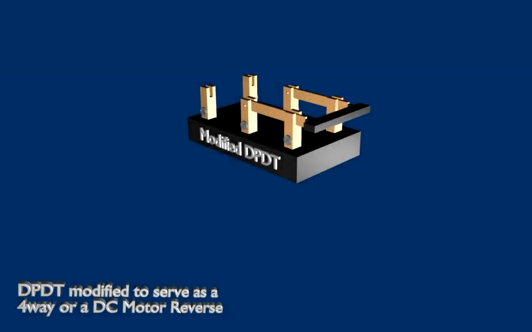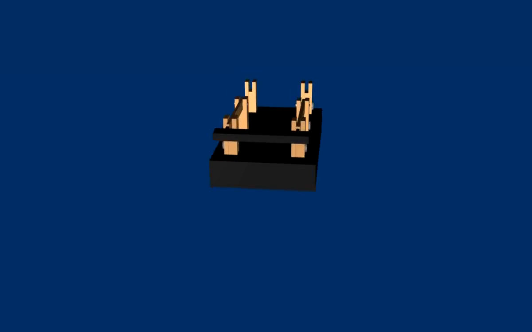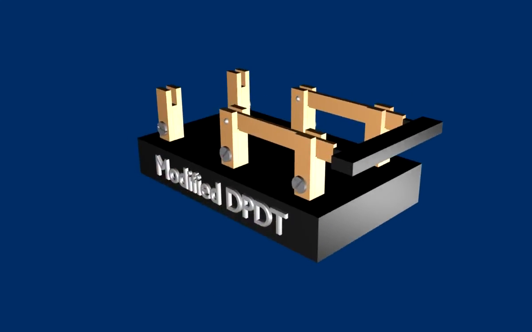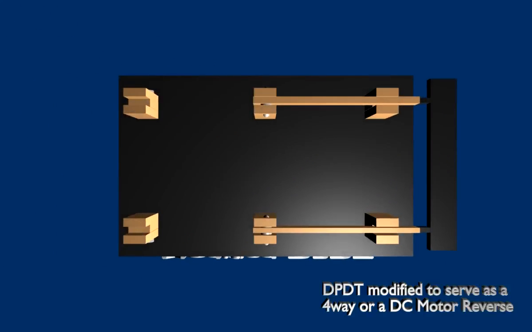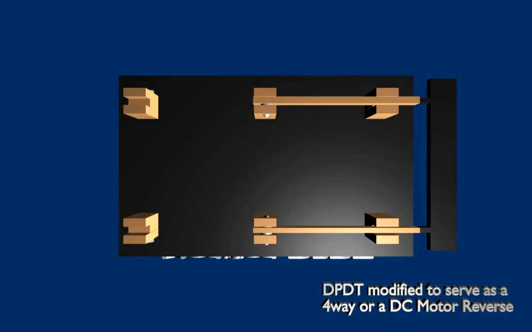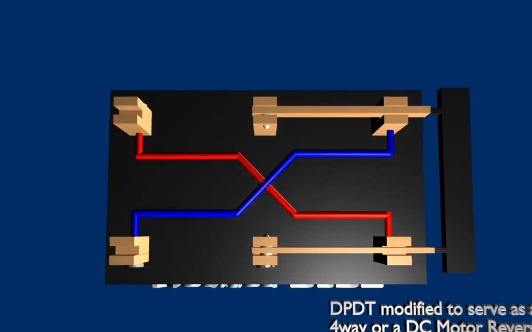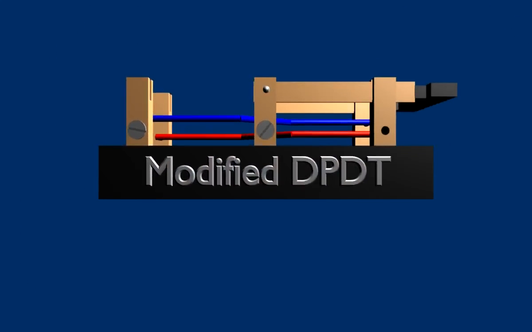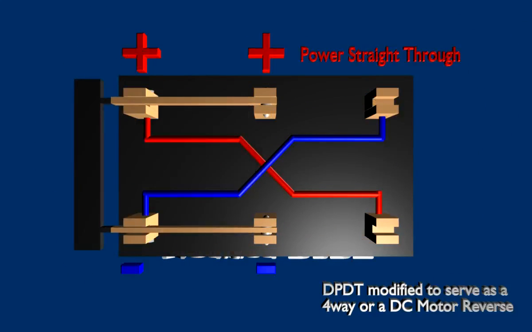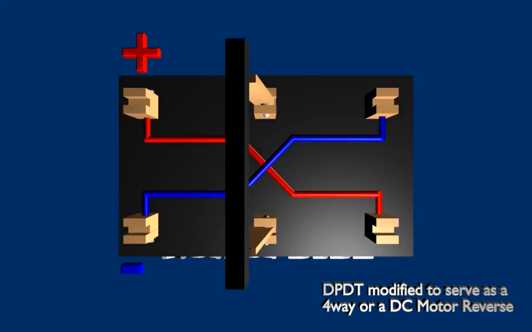Here's where we're going to use a double pole double throw switch as a four-way or a motor reverse switch. First, we're going to have to modify it by doing away with two of the terminals. This means that we only have four external terminals for connecting wires. Here I'm adding two interlinks. I colored one red and the other blue, so you can see they are electrically isolated from each other. This is what makes it possible for you to reverse it. Here you can see power is fed straight through. Now the power is reversed.